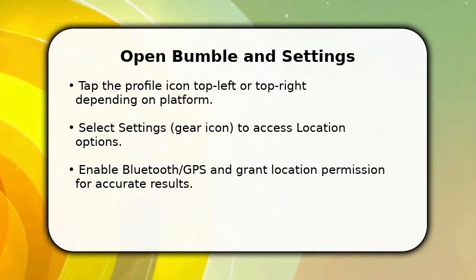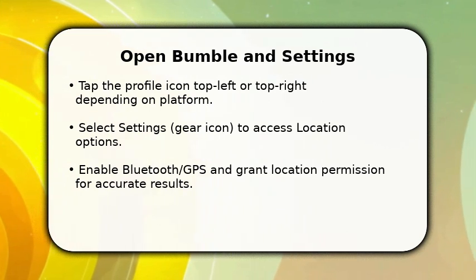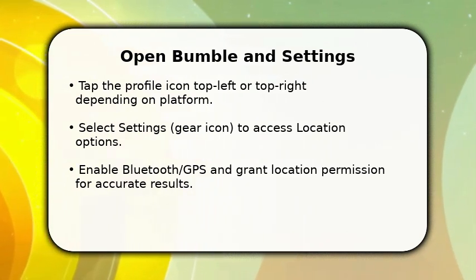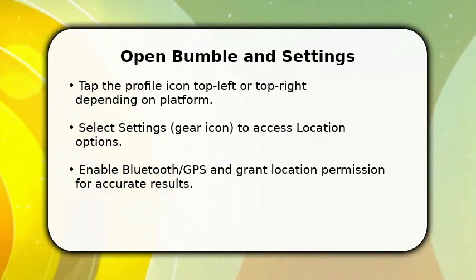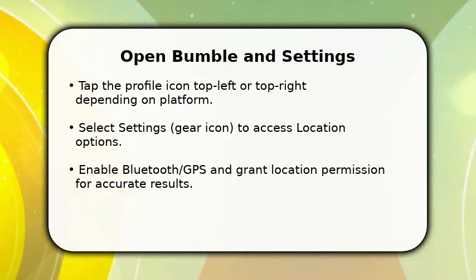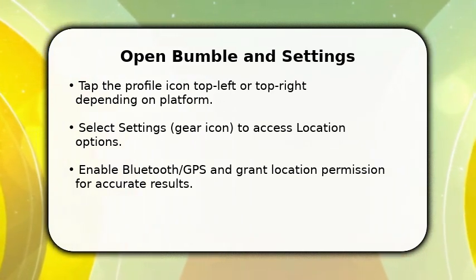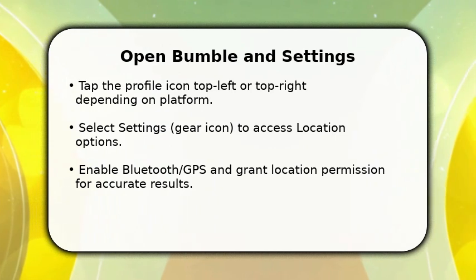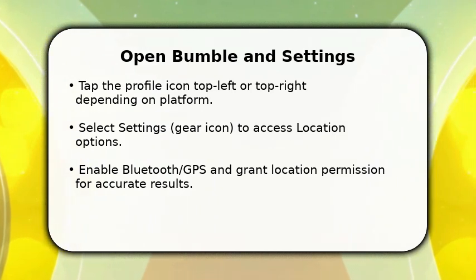Once permissions are set, look for the Location, Travel, or Beeline section inside Settings. You'll see current city and any active modes. Now you're ready to choose between live GPS updates or Bumble's travel feature. Both require these basic permissions, so the app can place you correctly.